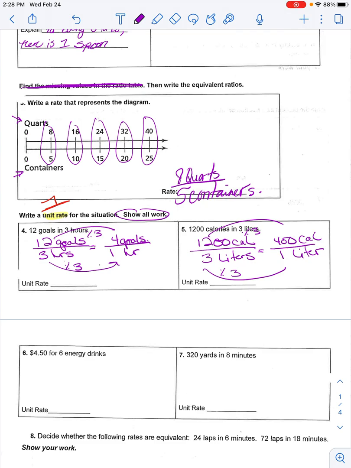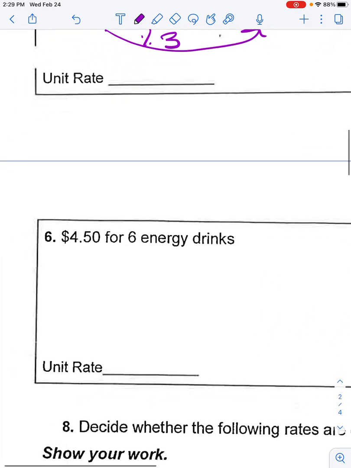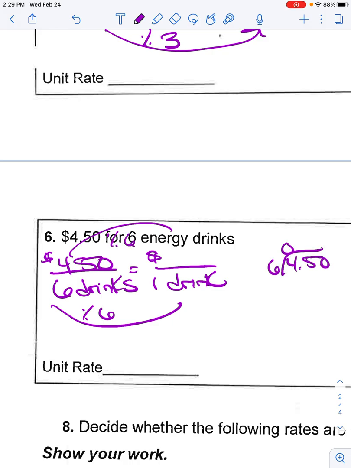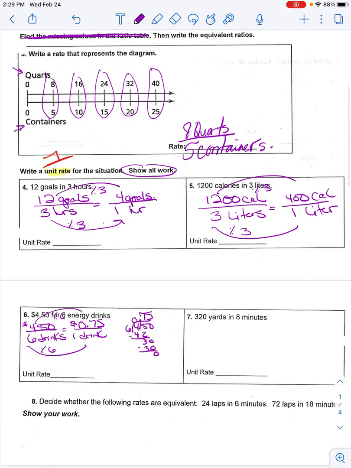6 and 7 got pushed to the next page, but we're still finding the unit rate. Okay, $4.50 for 6 drinks. We want to know how much money for 1 drink. So we're going to divide by 6. So 75 cents per drink would be the unit rate.